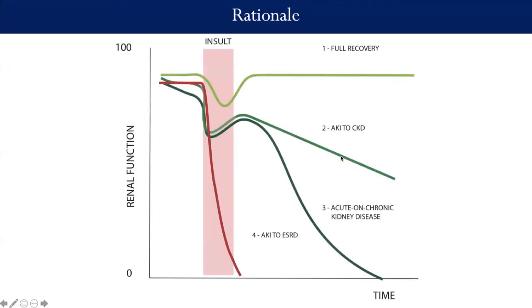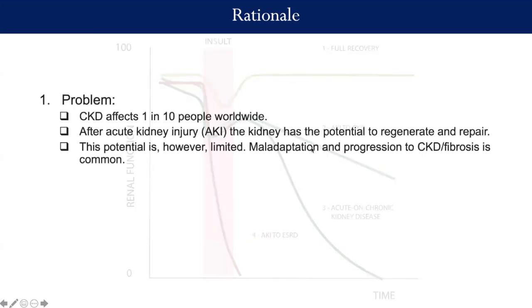So the rationale for our study was that after an acute insult to the kidney, there are basically two things that can happen to your renal function. One is either it fully recovers, or two, there is a more or less severe deterioration of your renal function over time, which we call chronic kidney disease, to which the acute kidney injury then progresses. And CKD affects 1 in 10 people worldwide, so it's a major health issue.